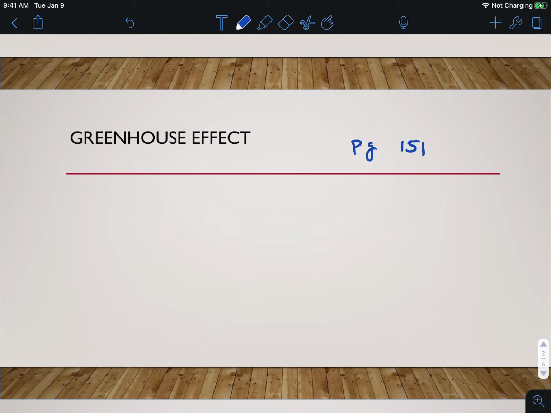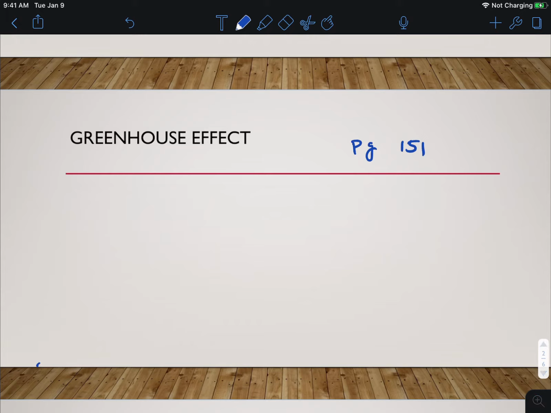But on page 151, which I believe is chapter 7, there are a couple of paragraphs on the greenhouse effect. You might want to look at that, but I didn't assign the chapter because there's a lot of information there that we just don't cover. So what really is the greenhouse effect?